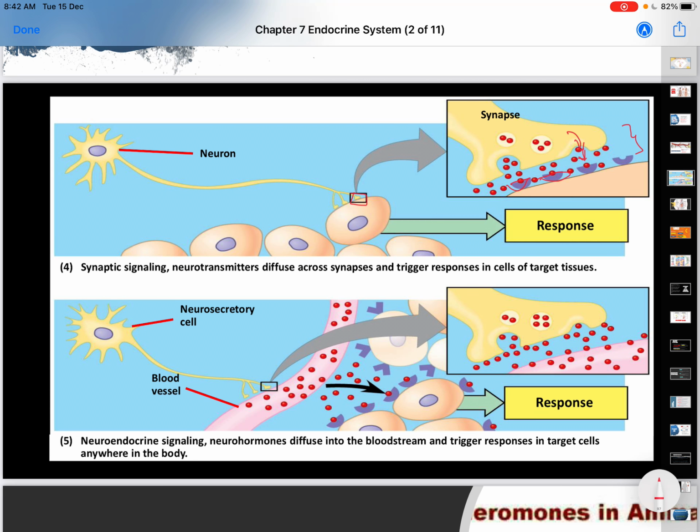But for neuroendocrine signaling, this is a neurosecretory cell which releases neurohormone into the bloodstream, and this hormone will diffuse out and look for the receptor on the target cell, and then they produce a response. So that is the difference between the five forms of the signaling process which are involved in the regulation of our endocrine system and nervous system.